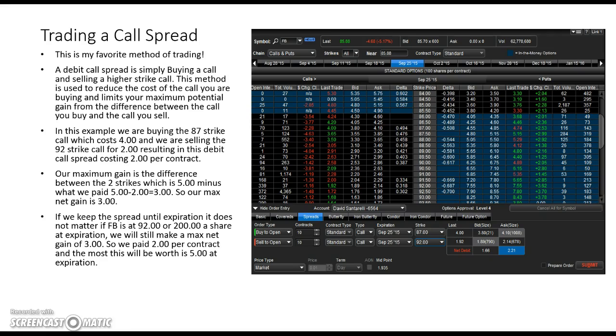Okay, our maximum gain is the difference between the two strikes, which is $5, minus what we paid. $5 minus $2 equals $3. So our maximum net gain is $3 per contract.